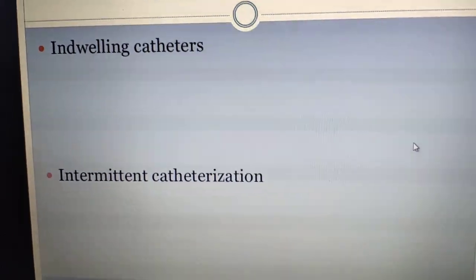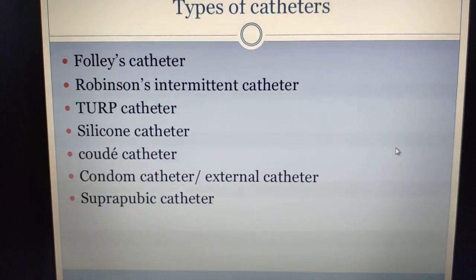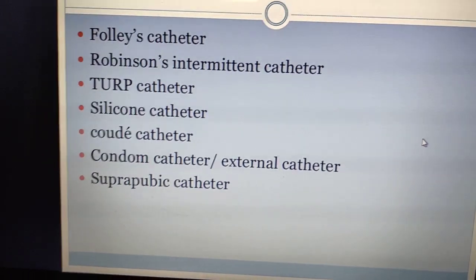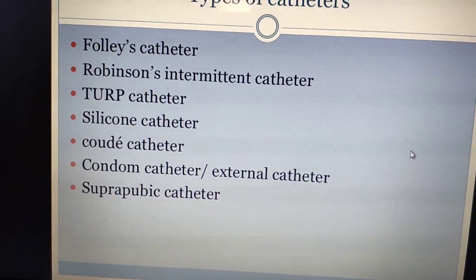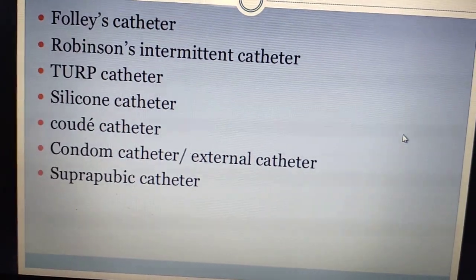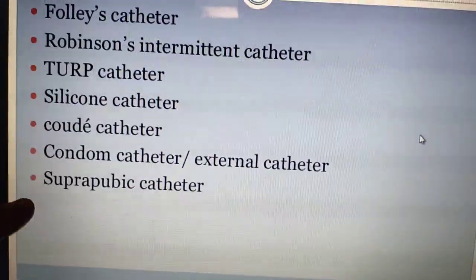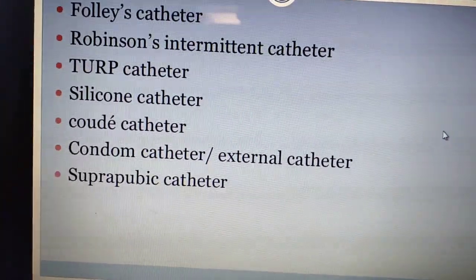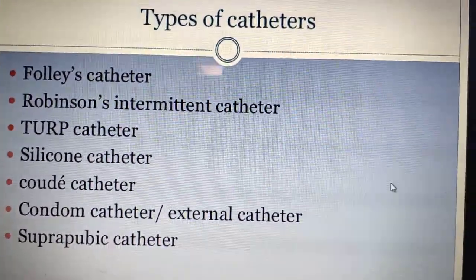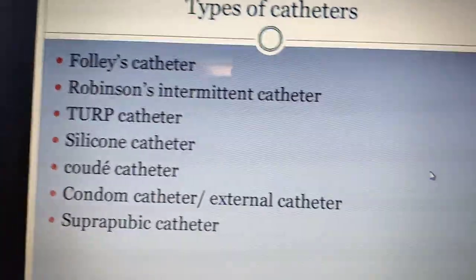Second one is the intermittent catheter. Next type is Foley's catheter. Next is the Robinson's intermittent catheter, TURP catheter, silicone catheter, Coude catheter, condom catheter or external catheter, and the suprapubic catheter. Suprapubic means above the pubic. We insert the catheter above the pubic when there is a urethral stricture and it is not possible to insert through the urethra. Then we'll go for the suprapubic catheter. These are the types of catheter.